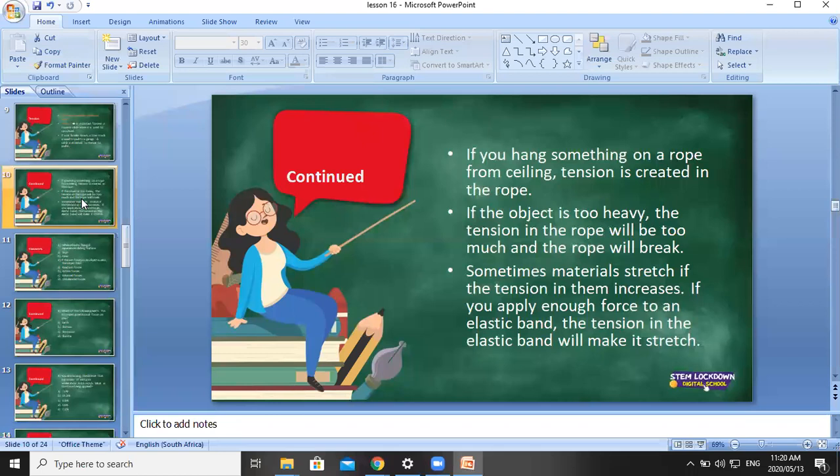Sometimes materials stretch if the tension in them increases. If you apply enough force to an elastic band, you all know the elastic band, the tension in the elastic band will make it stretch. When you go to Chicken Licken, they normally put an elastic band around your meal. The more you pull it, the more the elastic band stretches wider until sometimes it breaks because of the tension that it is experiencing. So those are the effects of the tension.